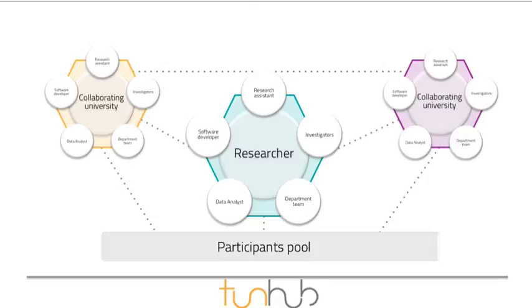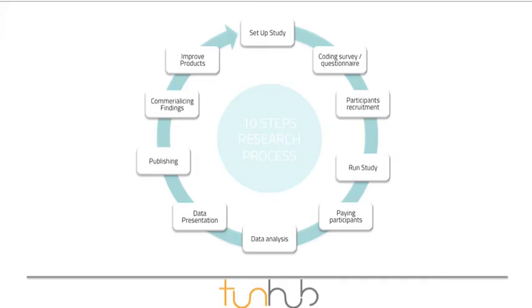So you see in this picture, it's a very complex task to conduct research. And each research itself also always follows a 10-step process. So first of all, you set up a study. Then you conduct a survey or questionnaire. As I said, you recruit your participants. That can be a hassle. Every researcher knows that. Then you run your study. You pay your participants. Imagine you have a research with 1,000 people and everybody gets $5. That can be very complex.